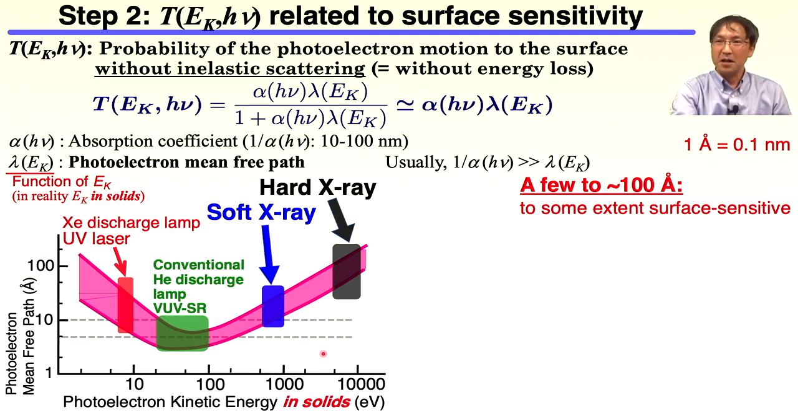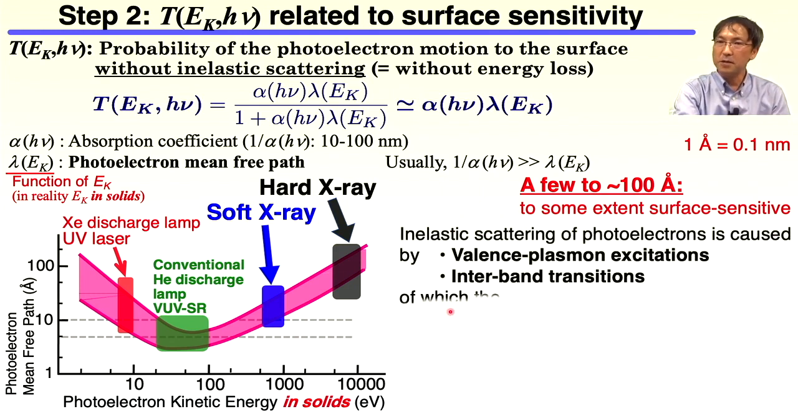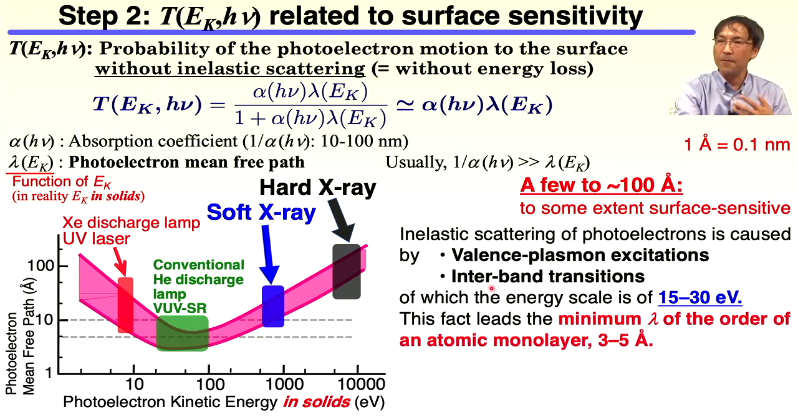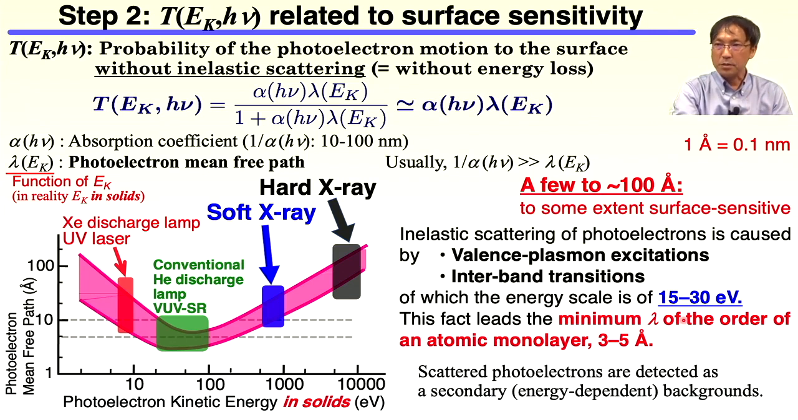This kind of kinetic energy dependence of the photoelectron mean free path in solids is caused by the inelastic scattering of photoelectrons in solids, due to the valence plasmon excitation and interband transition, of which the energy scale is 15 to 30 electron volt. Here, we should remember that interaction easily takes place between systems with a comparable energy scale. Then the scattered photoelectrons are detected as a secondary energy-dependent background.